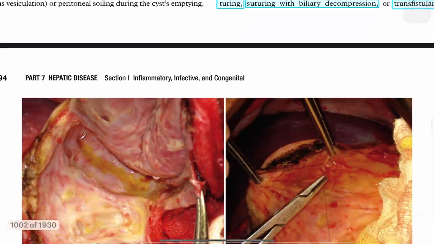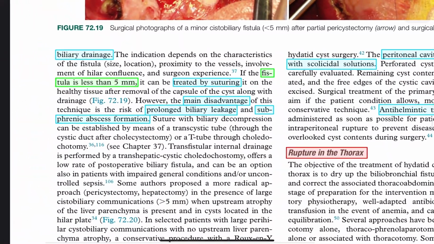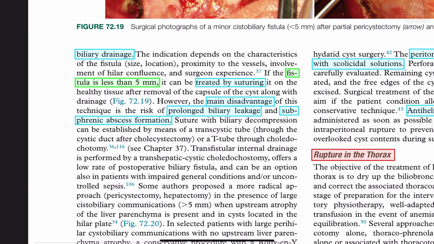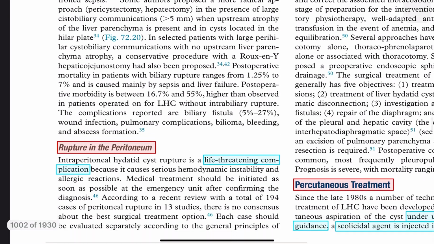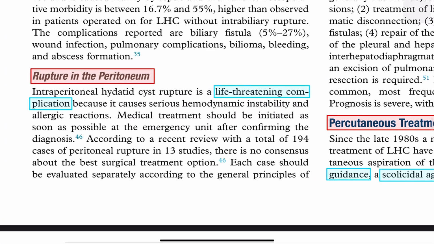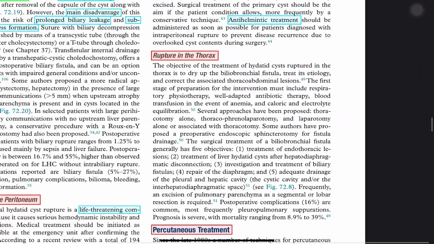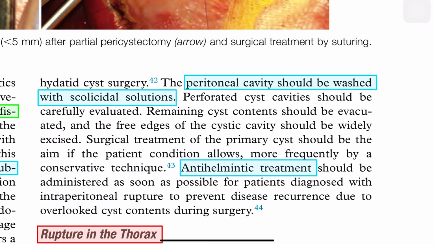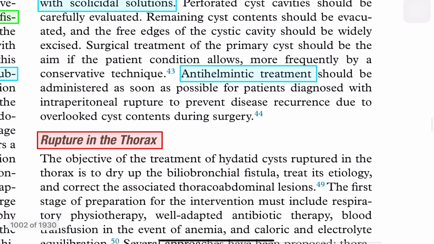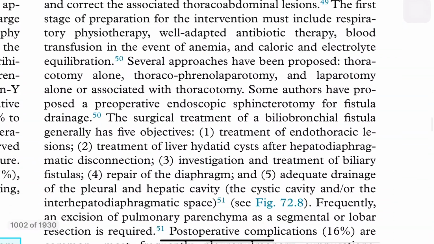If the fistula is less than 5 centimeter, it is treated by suturing. The main disadvantage of this is prolonged biliary leakage and subphrenic abscess formation. Rupture into the peritoneum is a life-threatening complication. In that case, the peritoneal cavity should be washed with scolicidal solution or anti-helminthic treatment started as soon as possible.